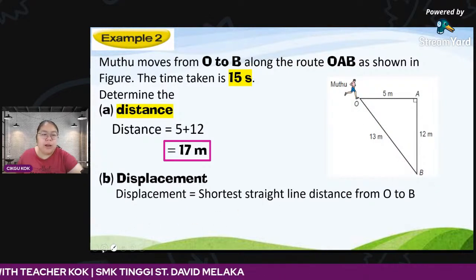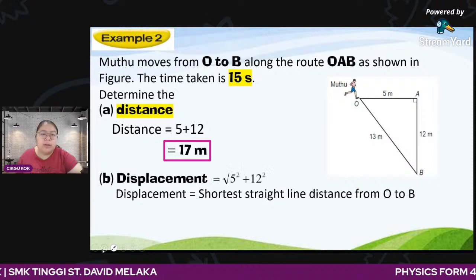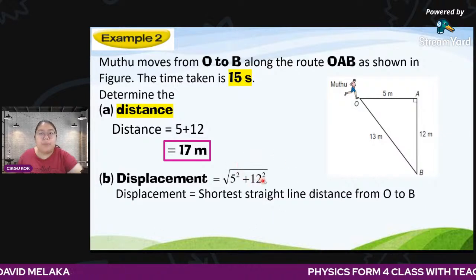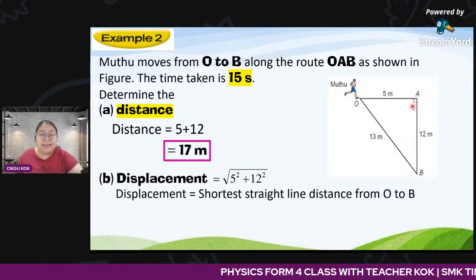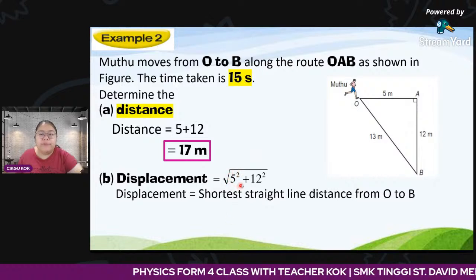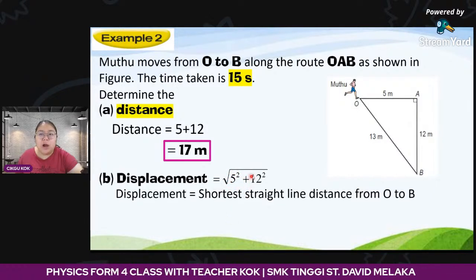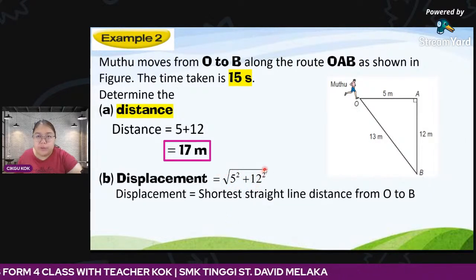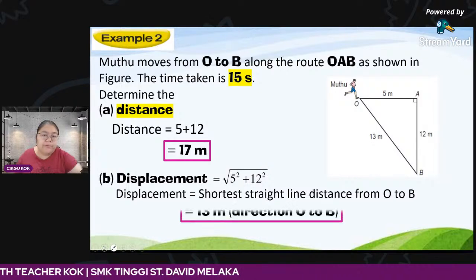Okay, how to find out if the question never provided? Okay, we're using the theorem by Pythagoras, because this one is 90 degrees. So we can use 5 square plus 12 square. Then we take the square root. Okay, so from here we can find the answer.